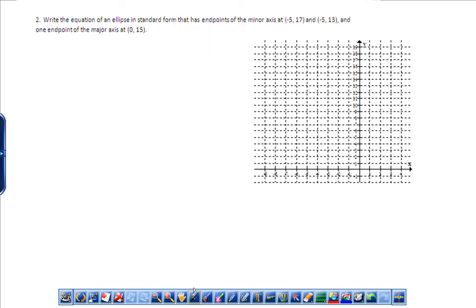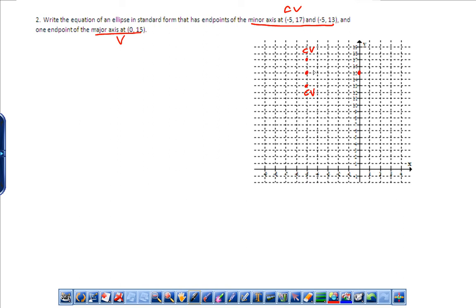Okay, number 2 says write an equation of an ellipse in standard form that has endpoints of your minor axis. Remember, your minor axis is your co-vertex, and one endpoint of your major axis, which is your vertex. So minor axis at (-5, 17) and (-5, 13), and these are your co-vertex. Major axis is at (0, 15), and no center.